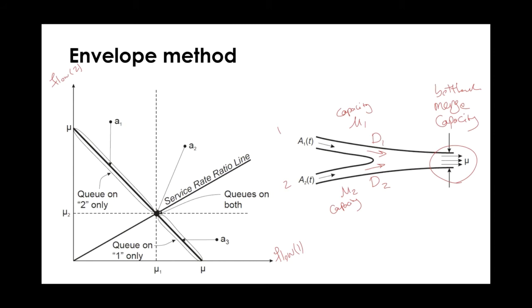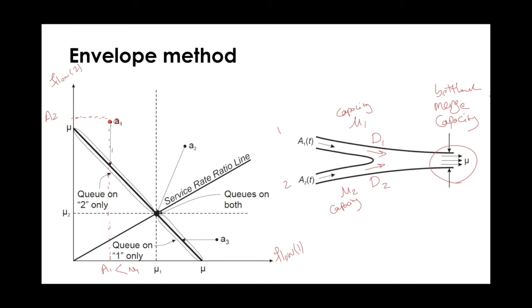So for example, imagine we are at point A1. What does A1 mean here? If I project it onto the x-axis, it means the arrival rate of flow one is here. This is arrival rate one, and this is arrival rate two. Because arrival rate one is smaller than mu1 here, what does it mean? It means stream number one is not congested. The number of cars arriving at stream number one is smaller than the capacity, so there's no queue on stream number one.